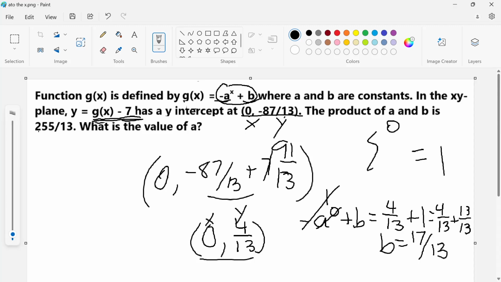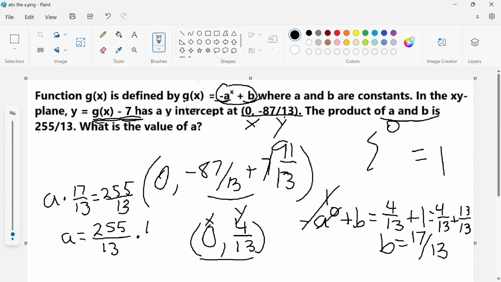And now it says the product of a and b. Product means multiply, a times b, which is 17 thirteenths, equals 255 over 13. If I multiply both sides by 13 and divide by 17, I get a equals 255 over 13 times 13 over 17. The 13s cancel. a equals 255 over 17. Now you cannot type that into Desmos.